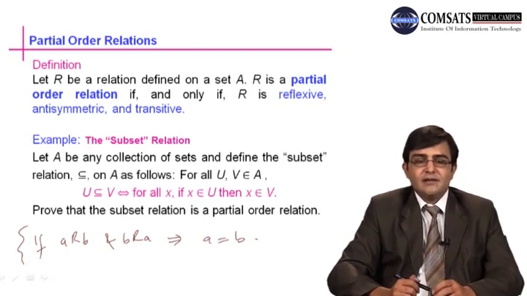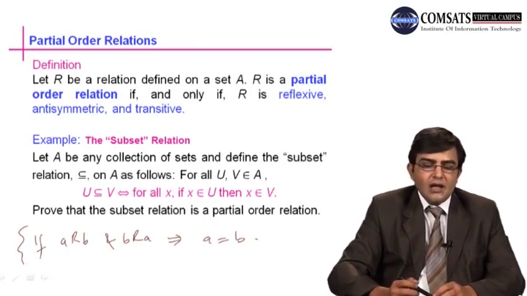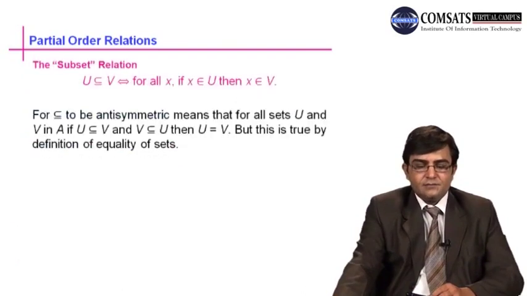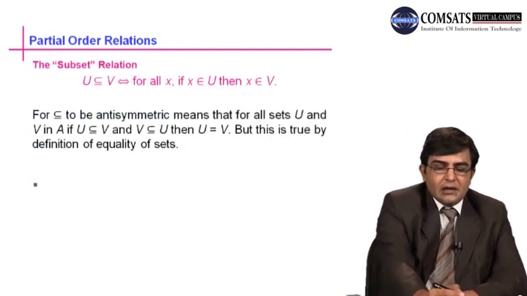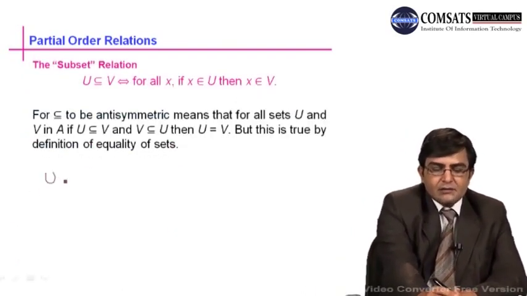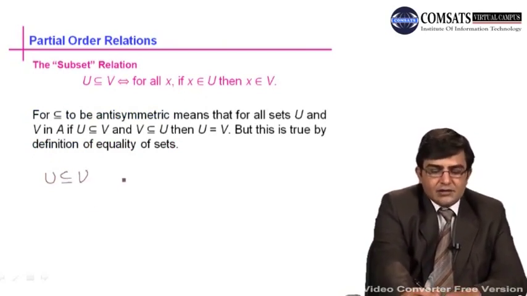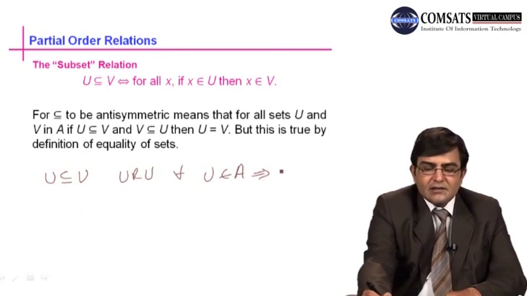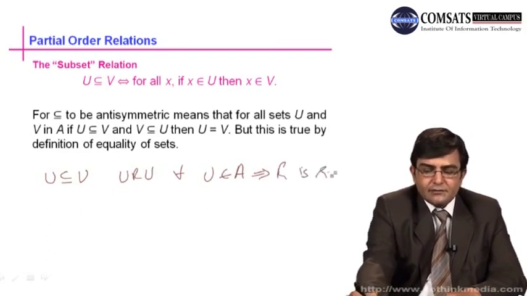For example, the subset relation is a partial order relation. We can prove that this relation is reflexive, antisymmetric and transitive. For example, any set U is a subset of itself. This is true. So U is related to U for all U belonging to A. This means that this R is reflexive.